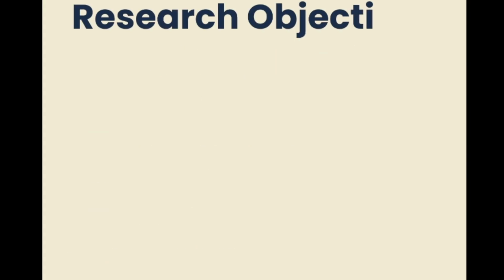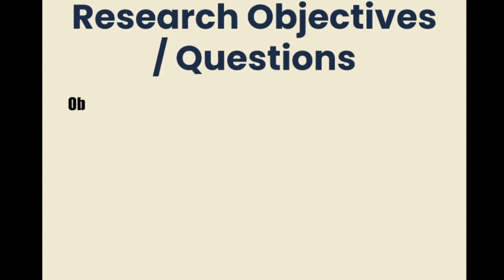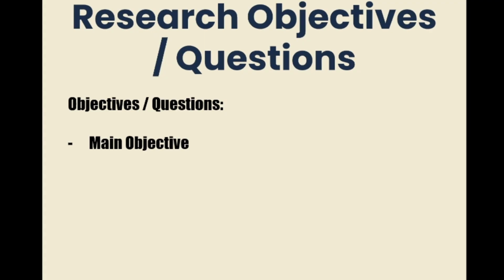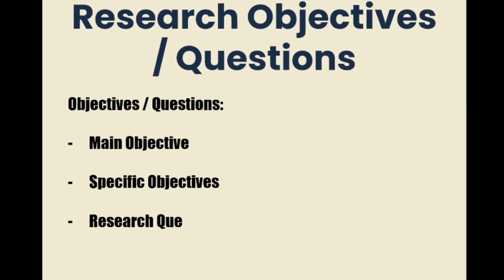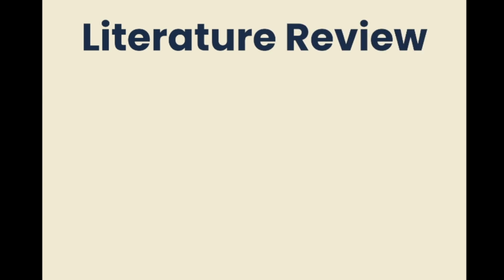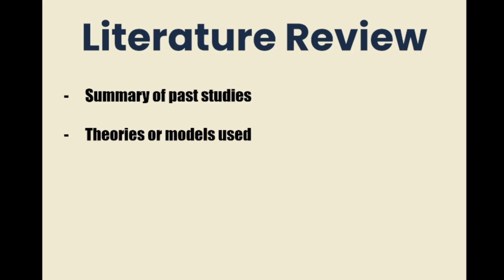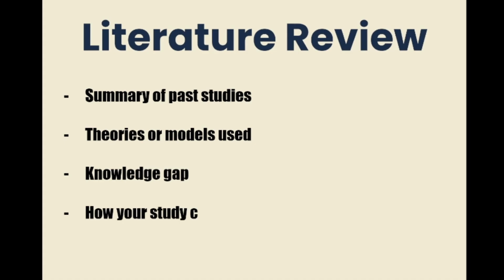In the research objectives or questions section, this is where you will give direction to your proposal. So you start with your main objective, what the study seeks to achieve overall, then list specific objectives that break it down. If you're using research questions, ensure they align with these objectives. In the literature review section, you summarize what other researchers have said about the topic. Highlight key theories, previous findings, and gaps that your research will fill. Your goal is to show that you understand existing knowledge and where your study fits in.